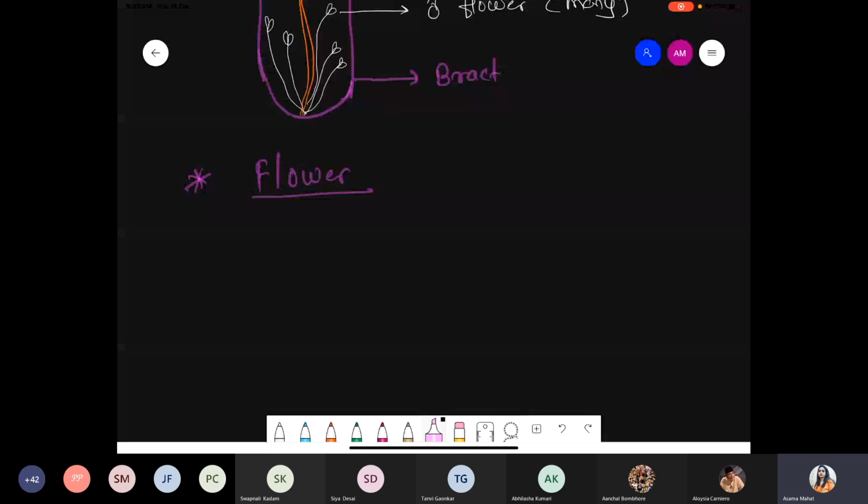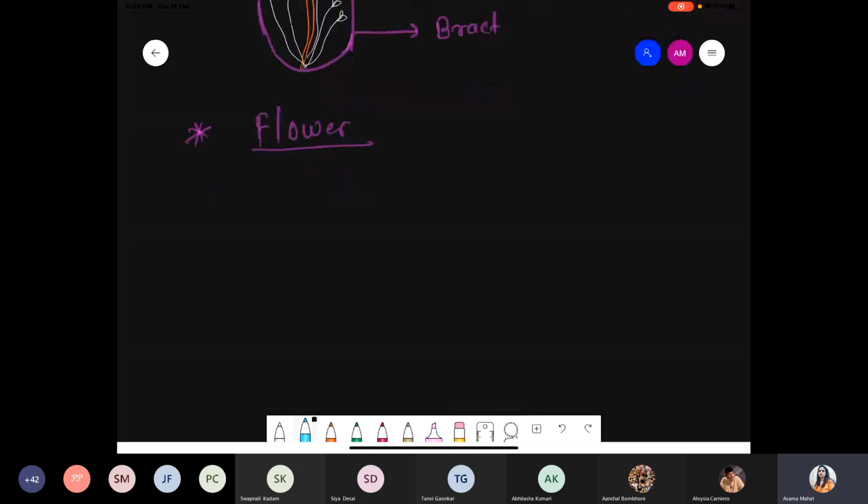You know very well, in the case of angiospermic plants, flower is the characteristic feature. The flower is the reproductive part where the shoot apex or shoot bud is converted into a floral bud and forms a new flower. Whenever we talk about the complete flower, it has a total of 4 parts. 4 whorls are present: sepal, petal, stamen, carpel.